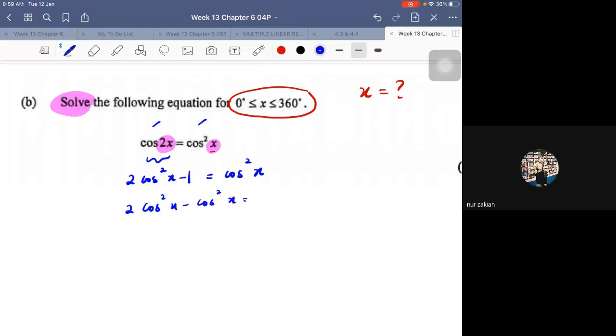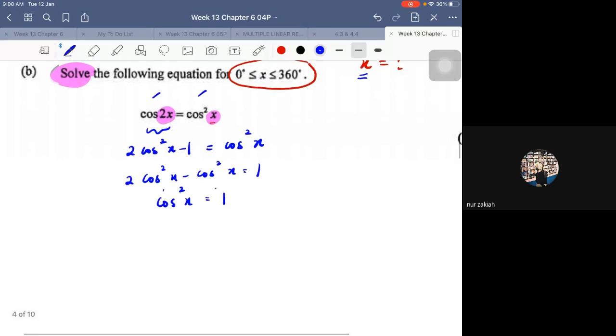Dia adalah bersamaan dengan 1. And of course ni adalah term yang sama, 2 tolak 1. So 2 tolak 1 you akan dapat nilai 1 lah. So cos square x adalah bersamaan dengan 1. Tapi remember, kita nak cari x.